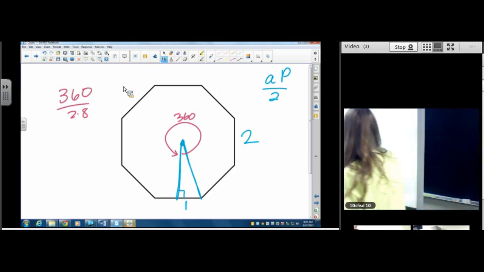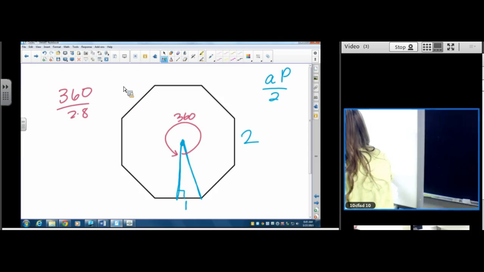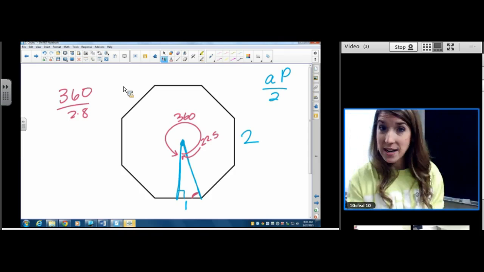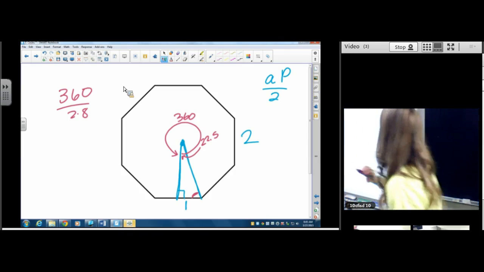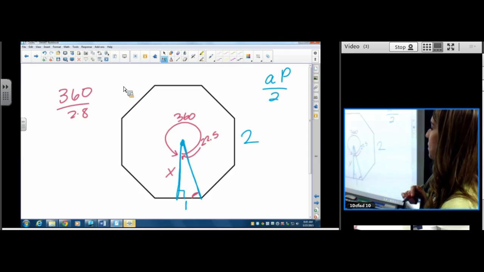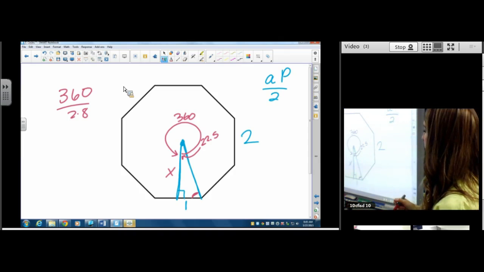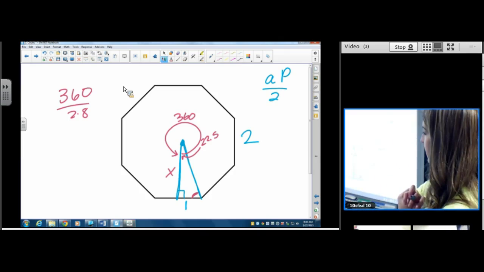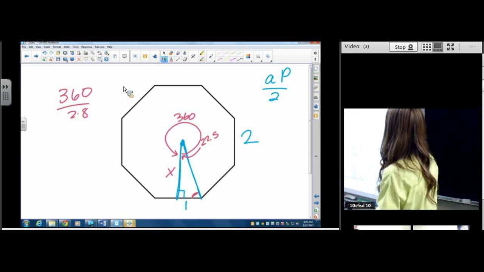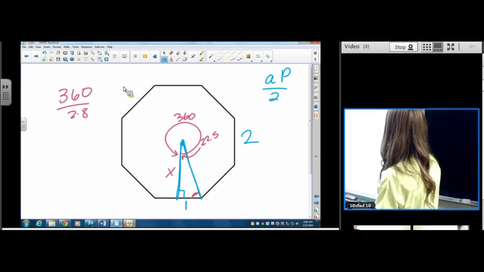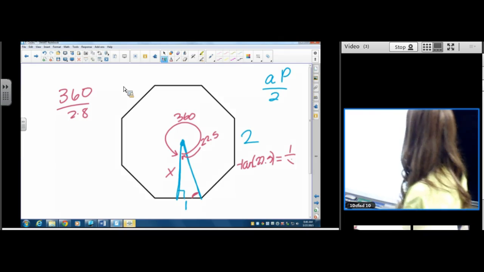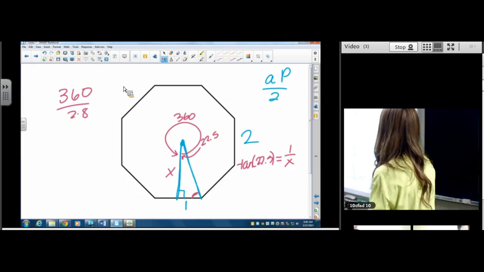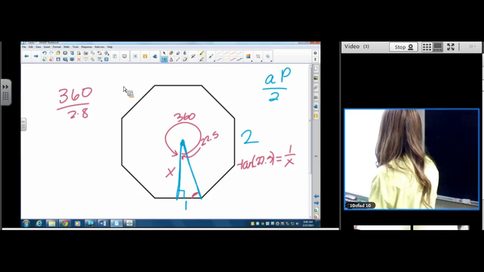We did not find this angle right here. We found this angle, and it's 22.5. We don't need the radius, we need the apothem. So I'm going to put x here. And now we're going to do trig to find our apothem. So we have, this is the angle, we have opposite, and we have adjacent. So we're going to use tan. Tan of 22.5 equals opposite over adjacent. Denominator divide, 1 divided by tan of 22.5.